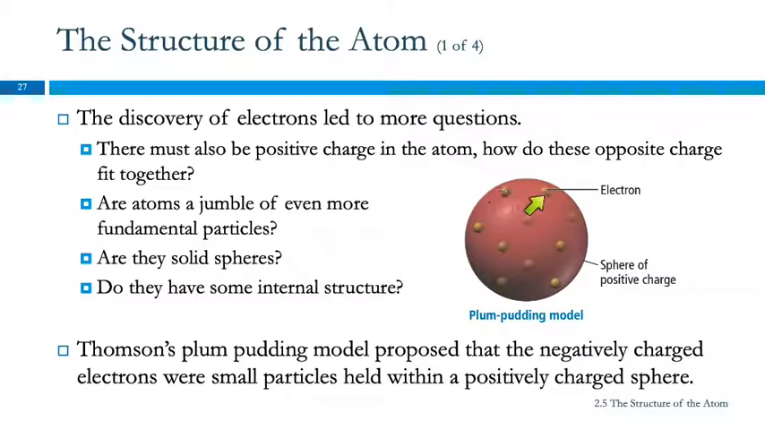So the electrons are like the blueberries in the muffin, and then there's this sphere of positive charge. He didn't know what it was. There's something positive. We call that the muffin, and that's what it's like. You gotta start somewhere. So that was his idea.